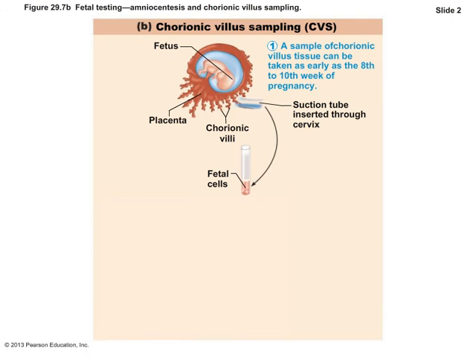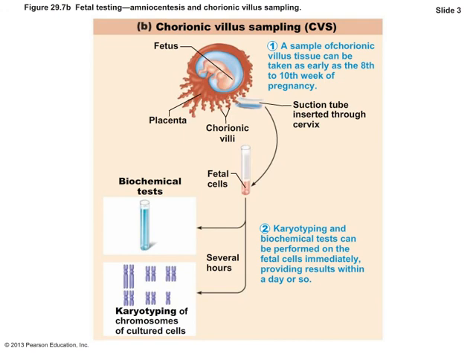So just like with amniocentesis, we collect some fetal cells. We can then do biochemical tests on the fluid that we collect, and we can also culture those cells and within several hours come up with a karyotype of cells and count the number of chromosomes. And again, if we see that that cell has 47 chromosomes, we know that we have some kind of non-disjunction disorder that's happened, and as a result, we are probably going to have a child with Down syndrome or some other different type of disorder.